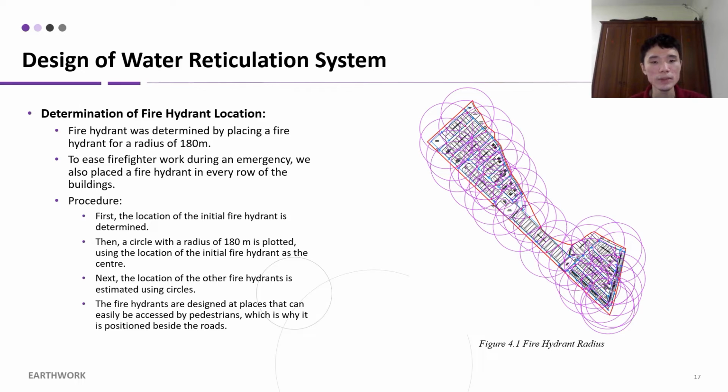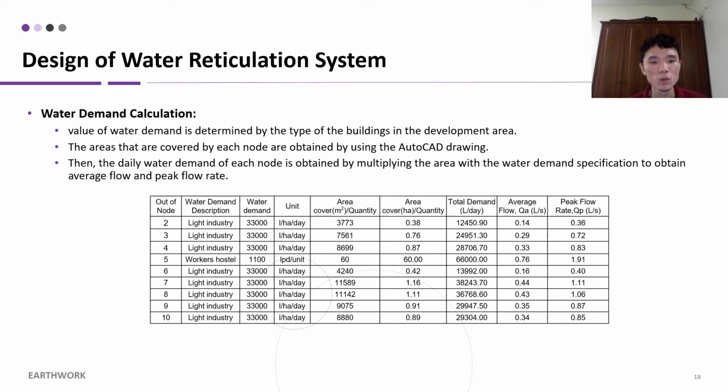Next, we determine the location of fire hydrant. The fire hydrant was determined by placing a fire hydrant for a radius of 180 meters. Next, we determine the water demand. The value of water demand is determined by the type of the buildings in the development area.